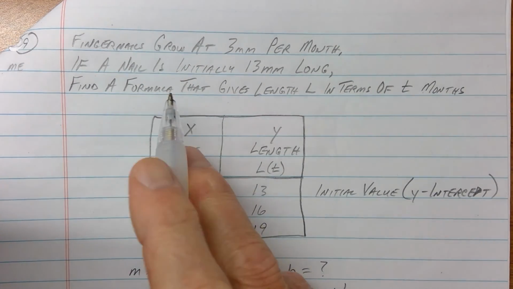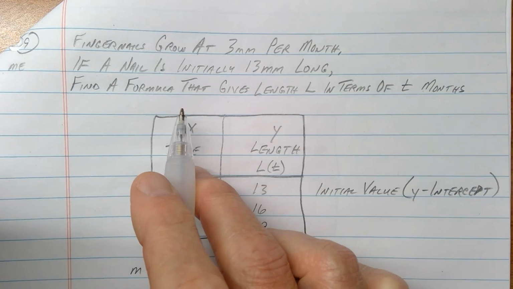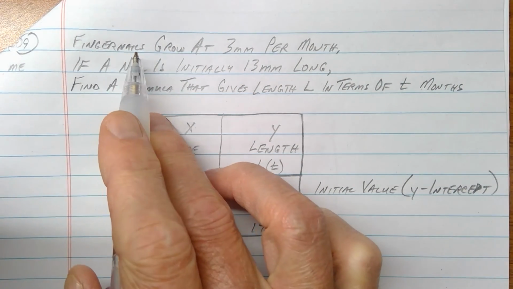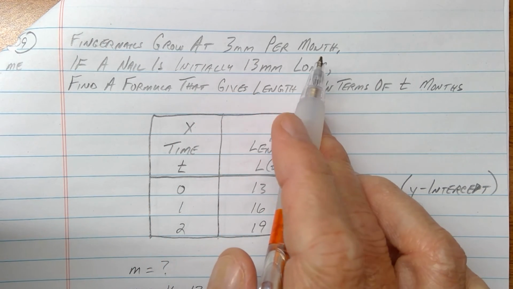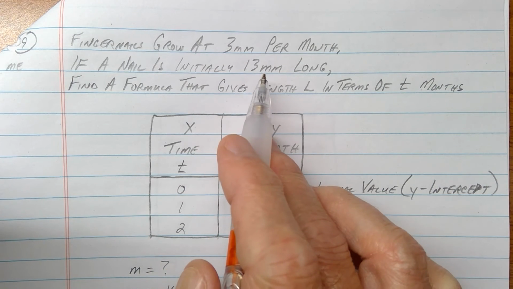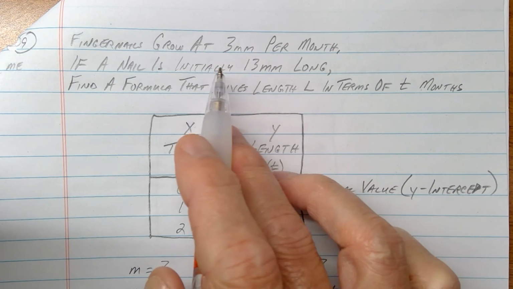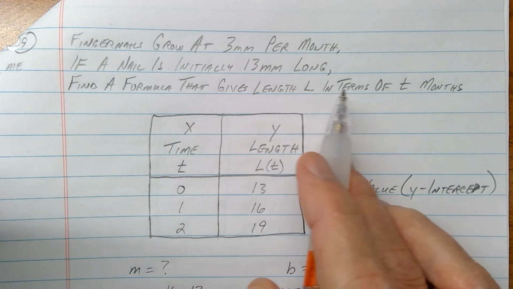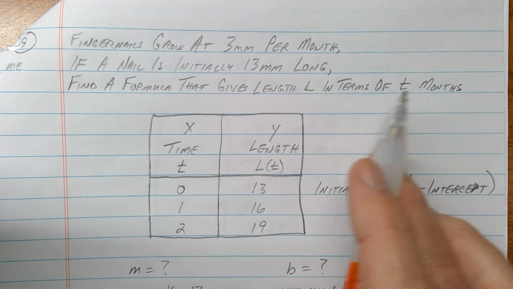All right, here's a word problem where we have to use a little logic to create the information that we need. They said fingernails grow at 3 millimeters per month. And they said if a fingernail was initially measured at 13 millimeters long, so that was our starting measurement, find a formula that gives length in terms of t months. All right, well, let's think about that.